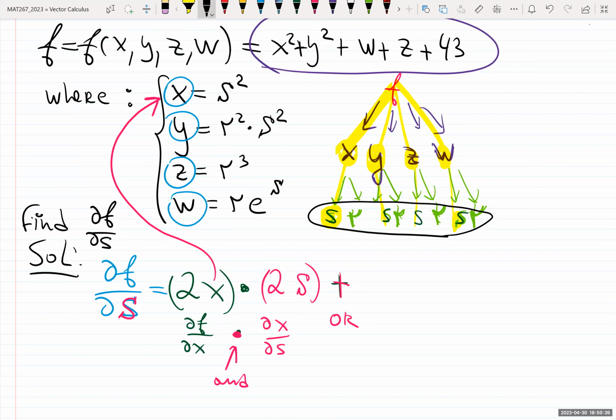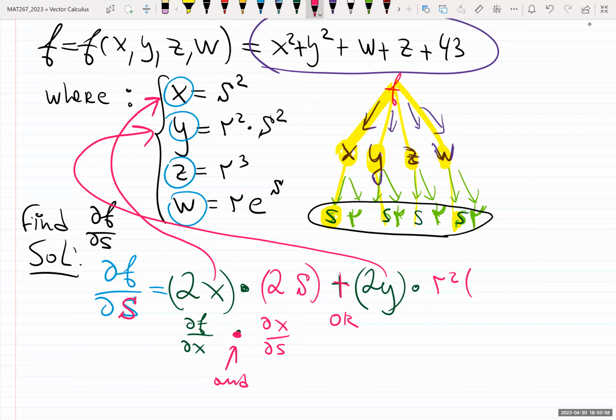So, or, let's look at another pocket. Another pocket is the y function. So 2y comes from y squared, times the partial derivative of y with respect to whatever they're asking me. And they're asking me about s. So I see r squared as a constant. It's going to be r squared times 2s, which is basically 2r squared s. Plus, the green color, plus the derivative of w, which is 1, and then w with respect to s.